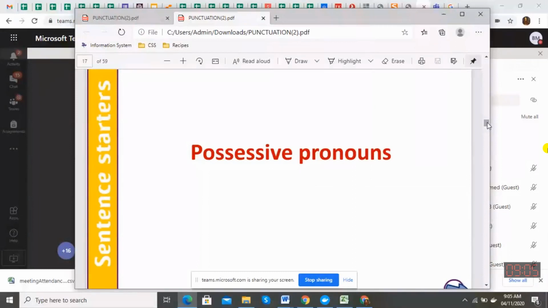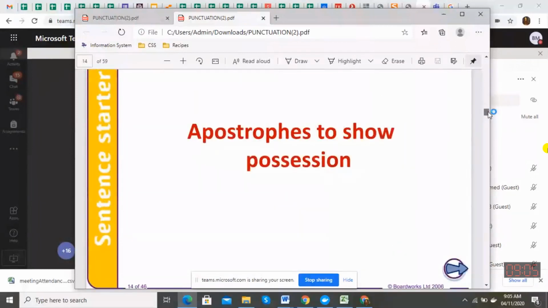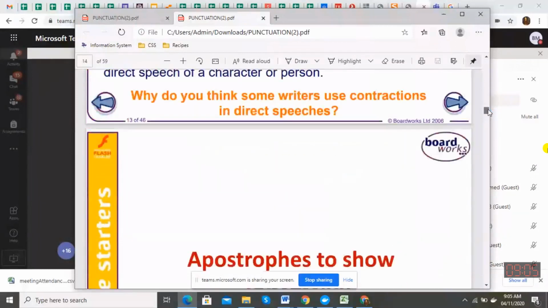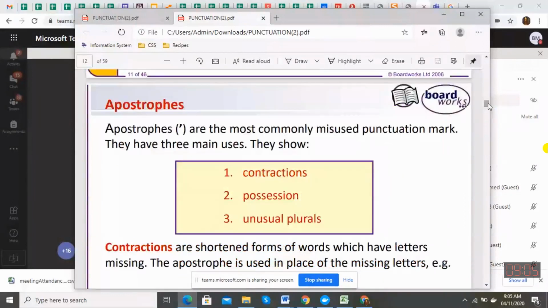We have discussed three functions of the apostrophe. What are these three usages? A student just answered: contractions, possessions and unusual plurals. Usual plurals automatically have s at the end and we do not have to add an apostrophe, but when they are unusual plurals, then we have to add an apostrophe.